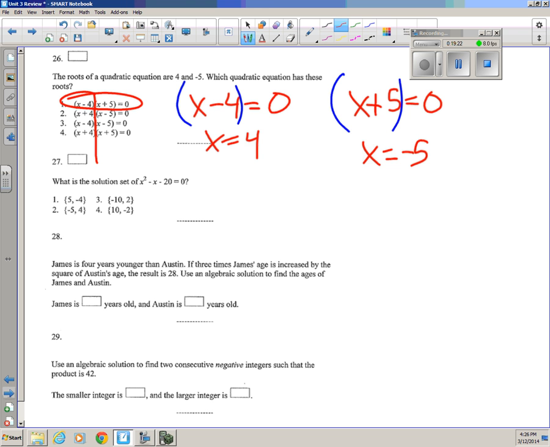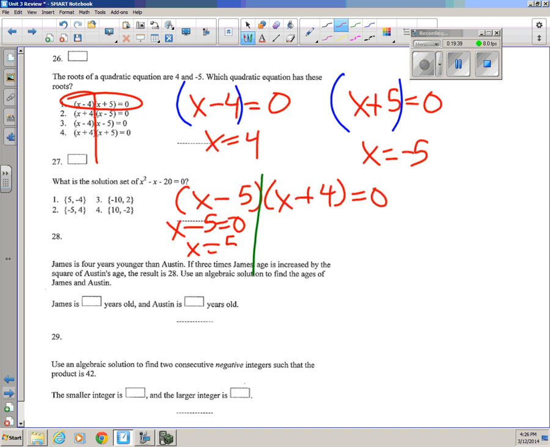What's the solution set? What are the roots, right? What are the zeros? With all the same stuff. Factor this thing into x minus 5, x plus 4 equal to 0. Drop your wall. Set up your two equations, and then solve each equation. So the answers are positive 5, negative 4, choice 1. Positive 5, negative 4.